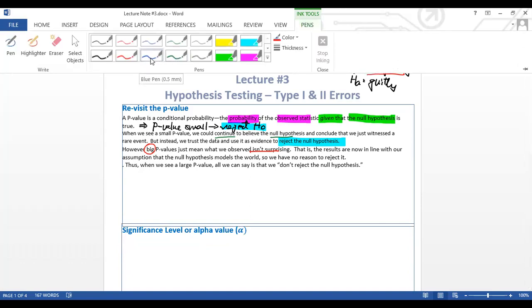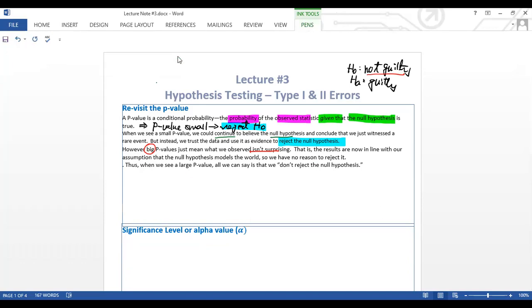So that means if you see a large p-value here, you cannot reject it. That means it is not rare, it happens commonly. So that's why we typically use the words "we don't reject the null hypothesis." The reason is that we don't use the words "we accept the null hypothesis." No, we don't do that, right?